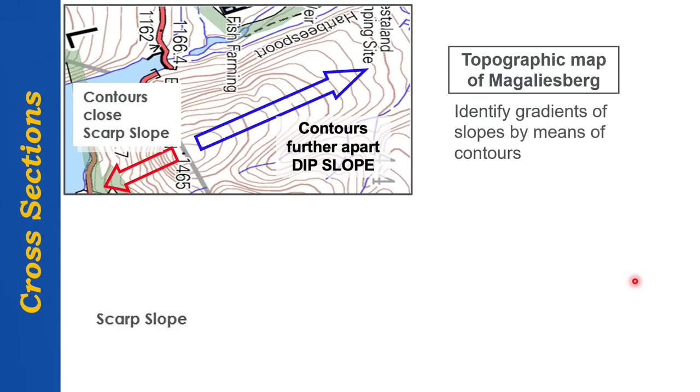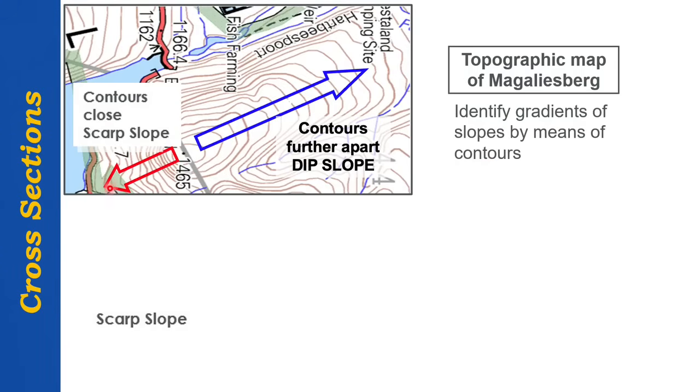And when I look at this topographic map of the Magaliesberg, I can see the steeper slope on the side, which is known as the scarp slope, where the contours are close. See there how close the contours are? So that is called the scarp slope of my homoclinal ridge. And on this side, my contour lines are further apart. It's a more gentle slope known as the dip slope. And we identify these gradients by means of the contours.